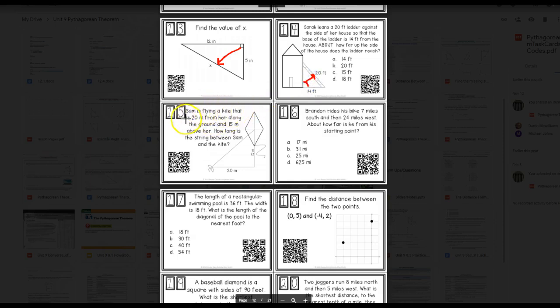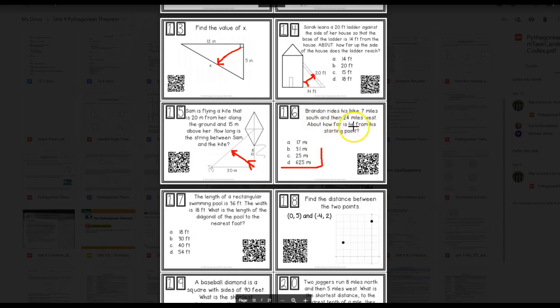Sam is flying a kite that is 20 meters from her along the ground and 15 above. How long is the string between Sam and the kite? Okay, you are looking for the hypotenuse because this is your right angle. Brandon rides his bike 7 miles south, that's down, and 24 west, that's this way.